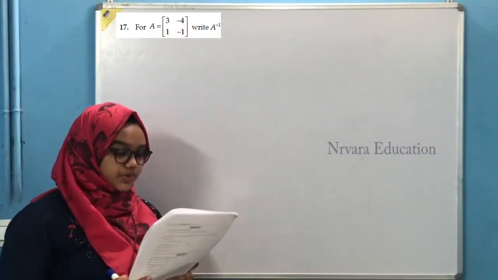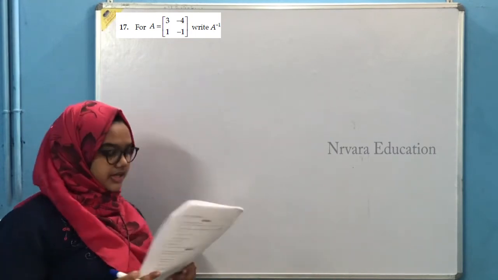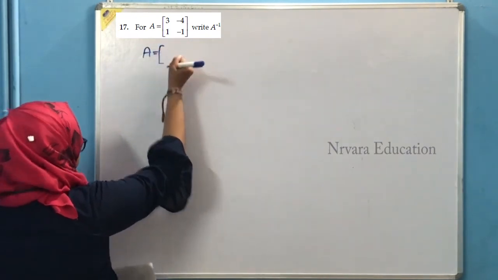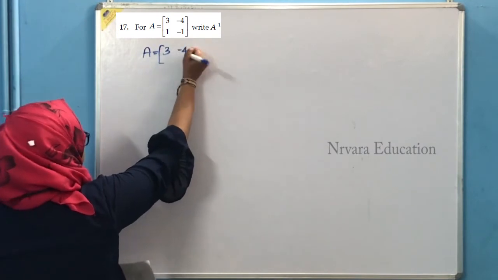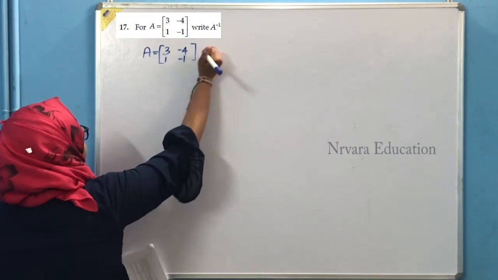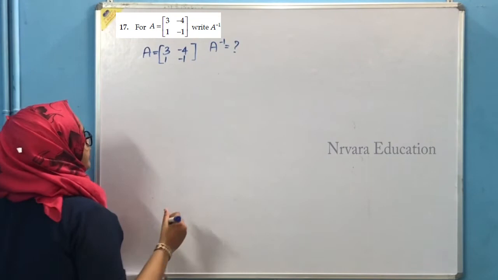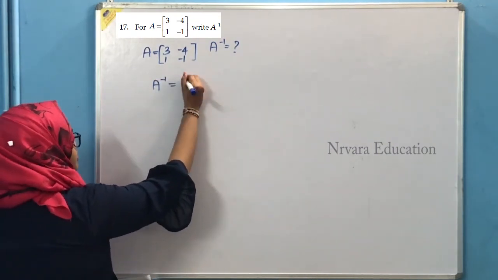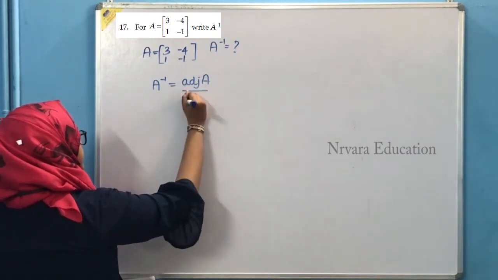So in the 17th question, for the given matrix A, they have asked us to find the inverse of A. So here matrix A is given as 3, minus 4, 1 and minus 1. And we're supposed to find inverse of A. Now there's a formula which states that inverse of A will be equal to adjoint of A by determinant of A.